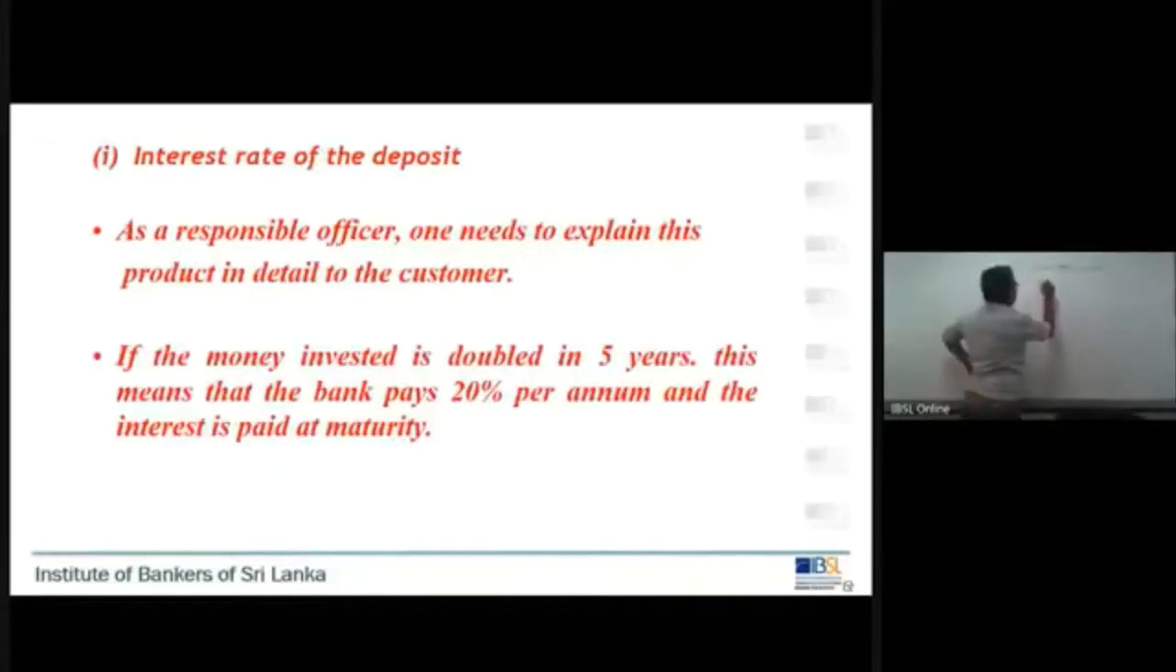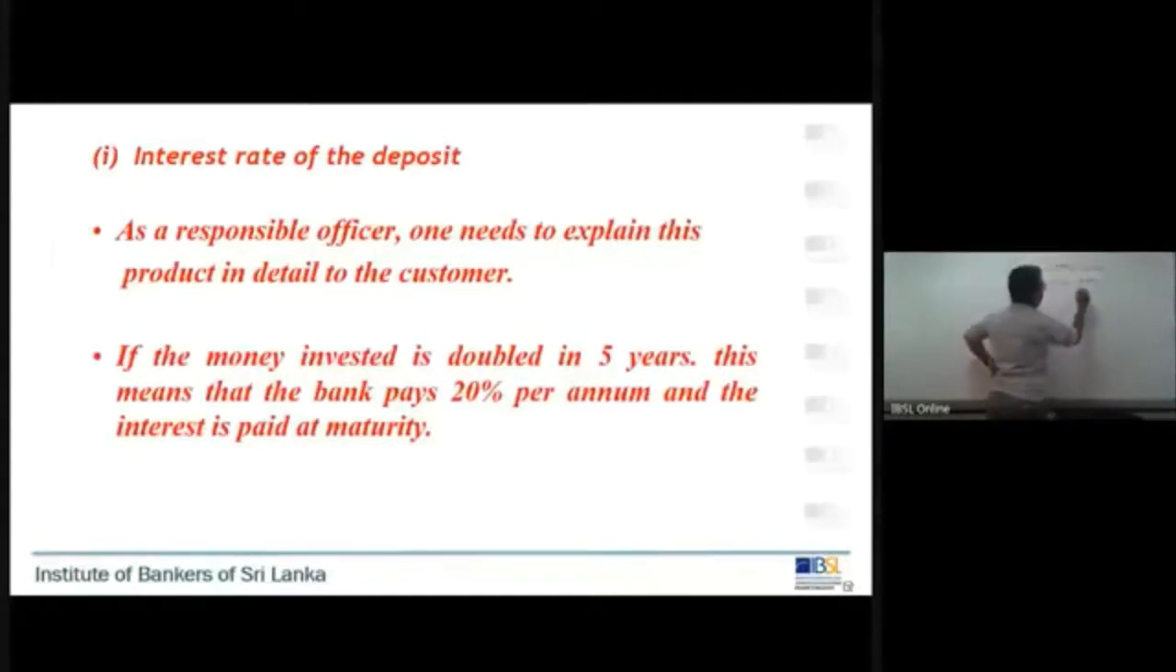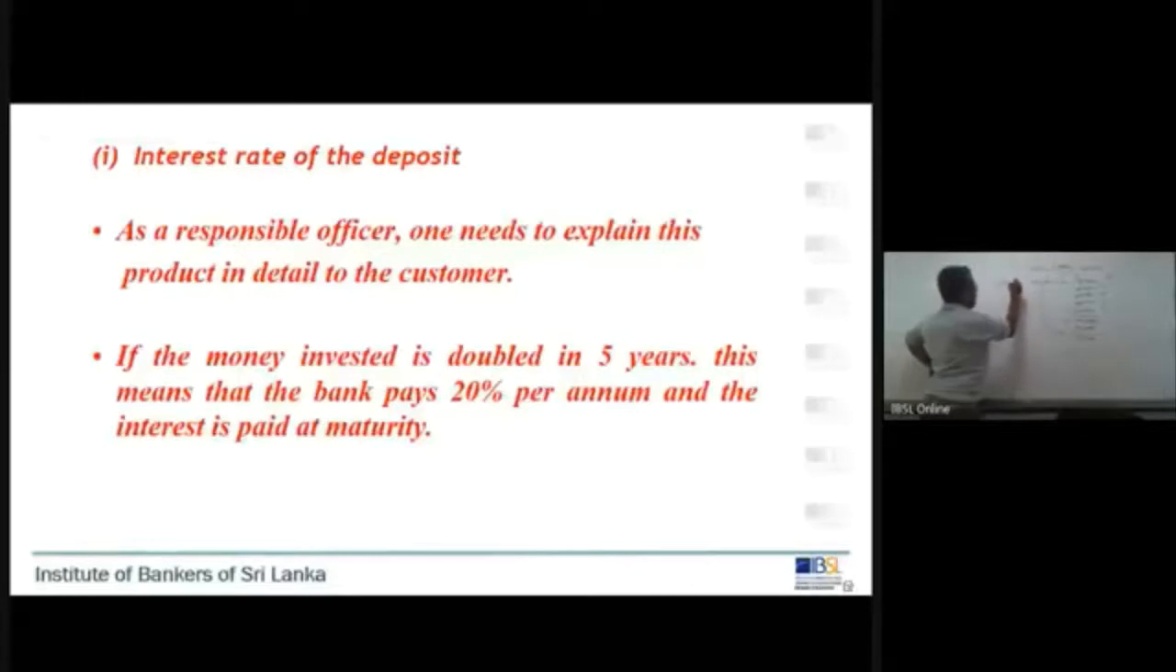Now say 100,000. In order to get double it, what will the interest rate be? First year, 20,000. So what is the total interest? One, second, third, fourth, fifth year, 100,000, plus your capital investment of 100,000. So how much are you getting finally? 200,000. Simple question. In order to get the 20,000 a year, what is your interest? Say 100,000 at 20% interest. So how much are you getting? 20,000 here. Second year, same.